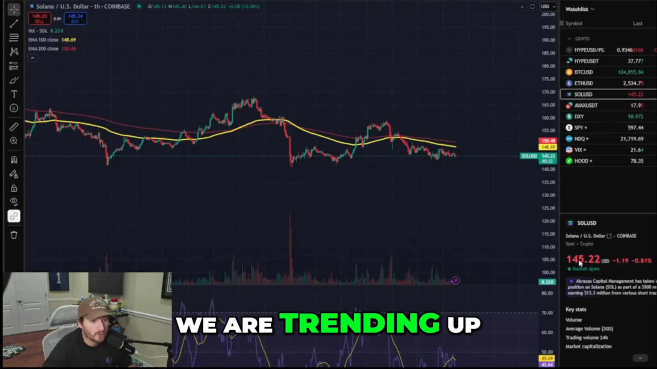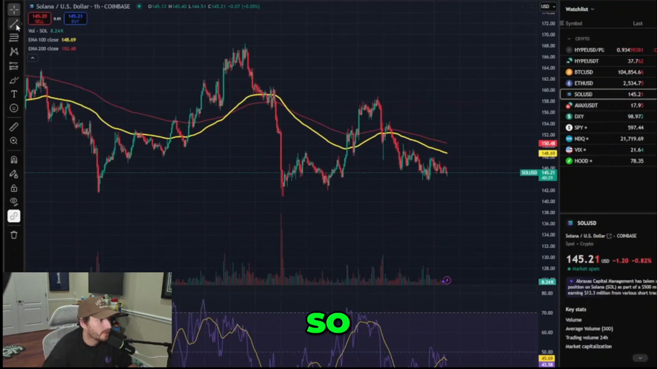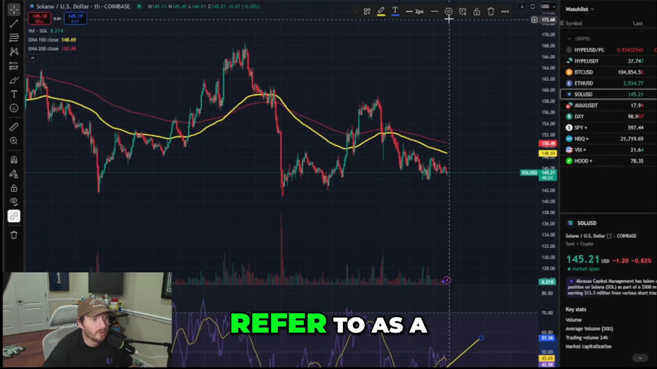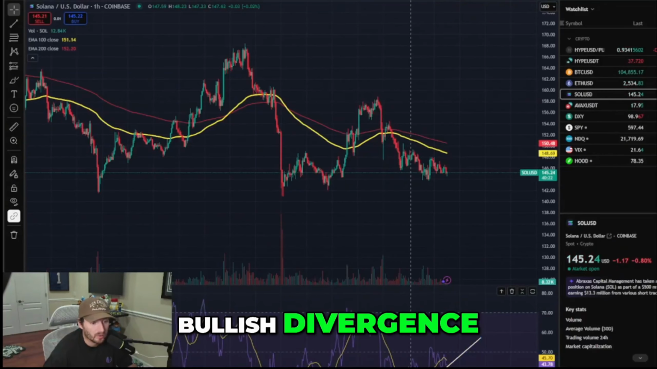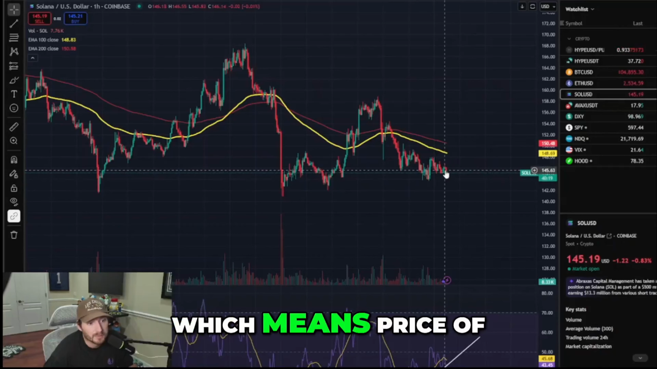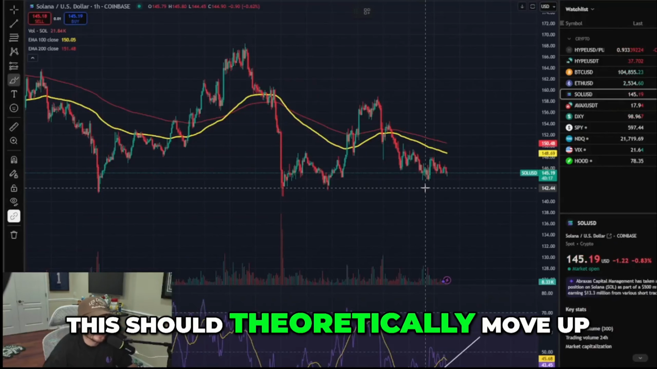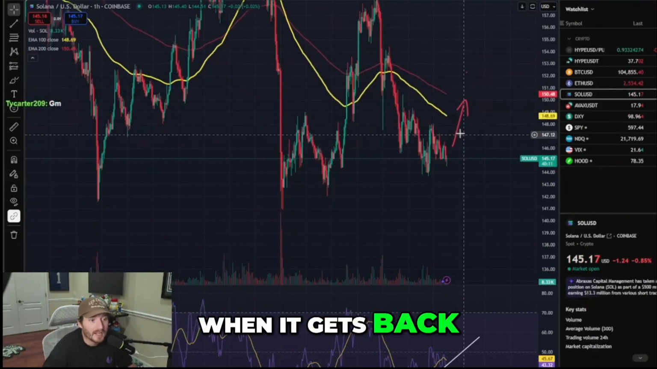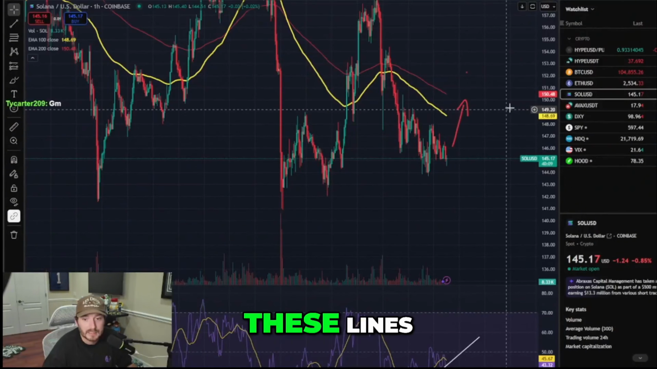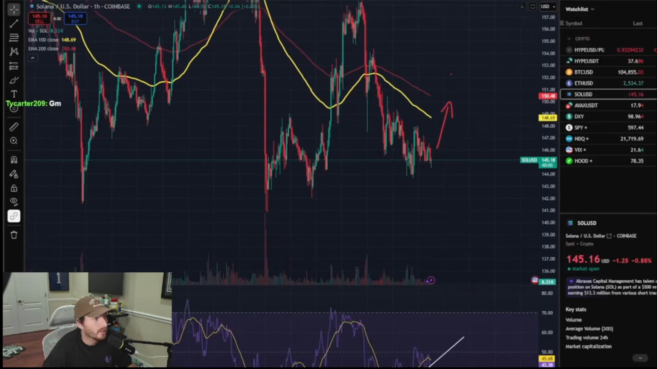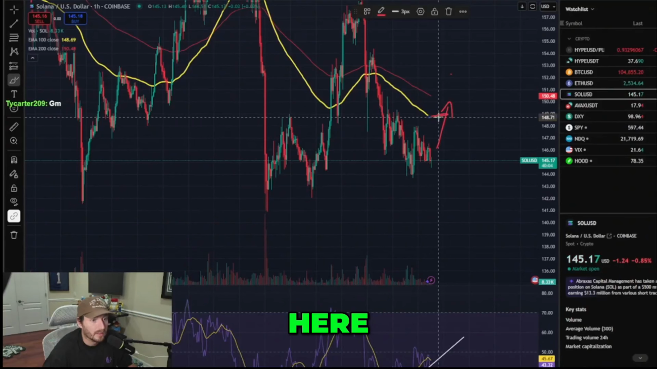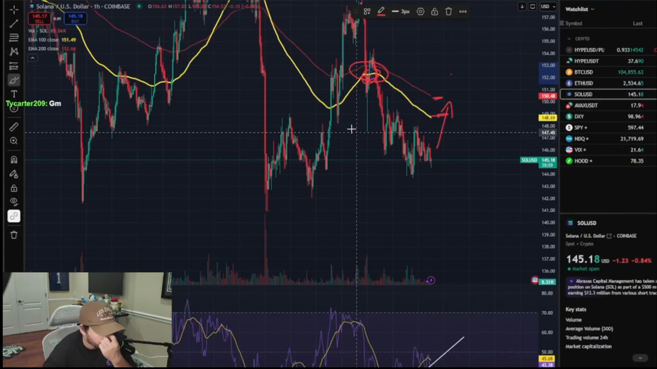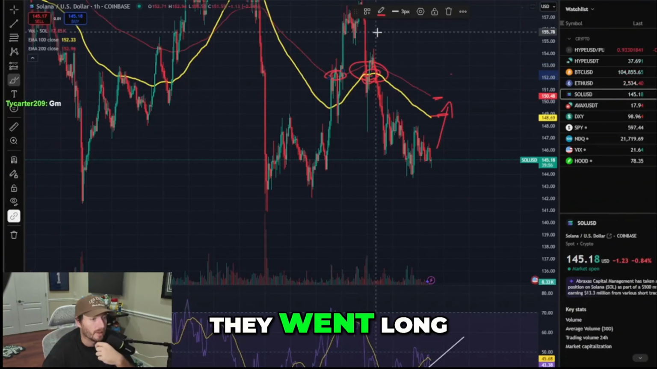So you can see we are trending up on this. So the alpha is, we got an uptrend on this, which is what they refer to as a bullish divergence, right? Line is trending up, which means price of this should theoretically move up. However, when it gets back to these lines here, here, and here, when it touches these lines like we got here, they went short. It broke above, they went long.